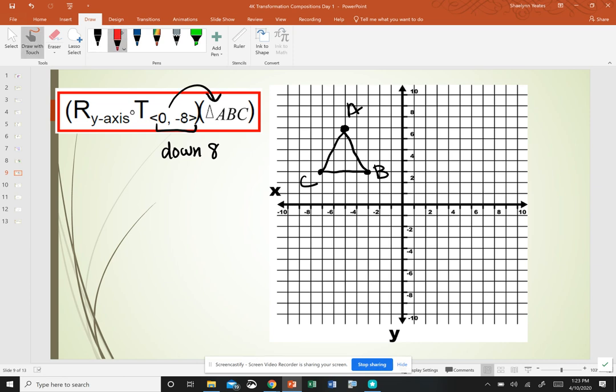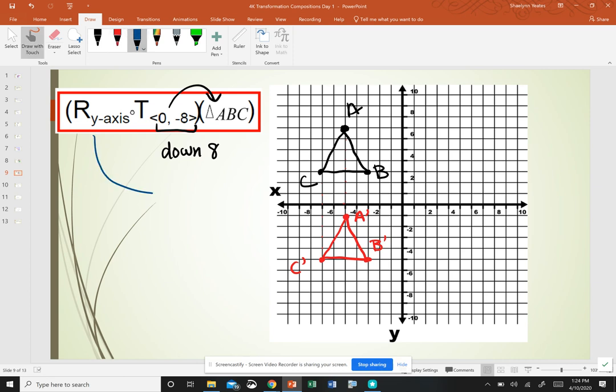So I'm going to take C and move it down 8. 1, 2, 3, 4, 5, 6, 7, 8. Then A, I'm going to move it down 8. So 1, 2, 3, 4, 5, 6, 7, 8. So here's C prime, A prime, and then this will be B prime. I knew B and C were in line with each other, so that's why it was easy to move it down. Okay, so there's that first translation.